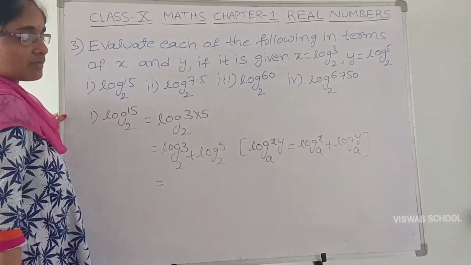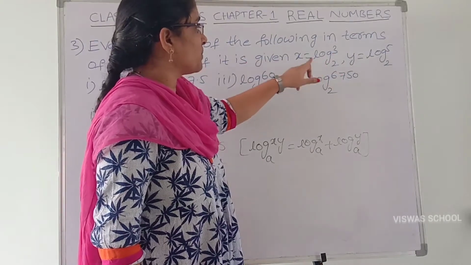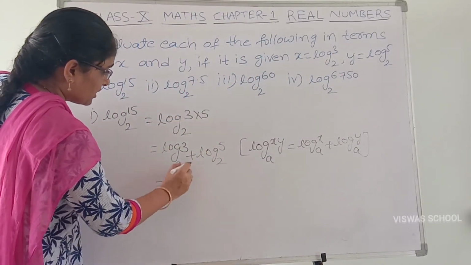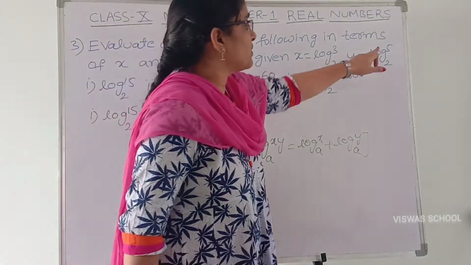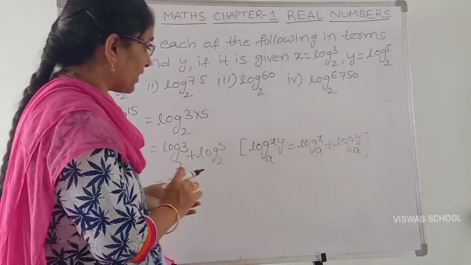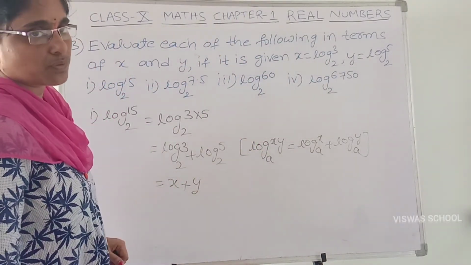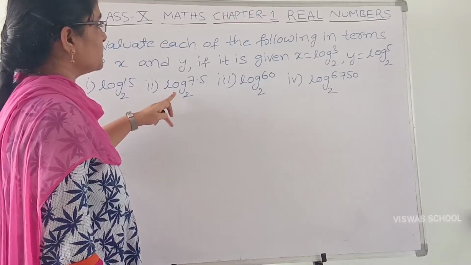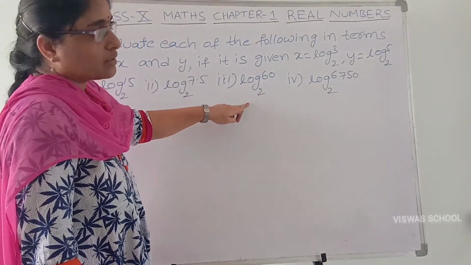Okay, now it is equal to what? What are the given values here? In log 3 base 2, the value is x, so in this place write x, plus log 5 base 2. The value of log 5 base 2 is y. That is x plus y. This value is equal to x plus y. Next, do log 7.5 base 2 and log 60 base 2 as homework.